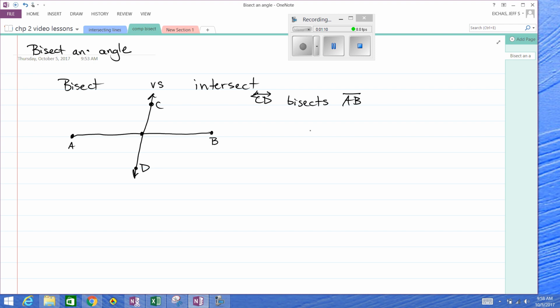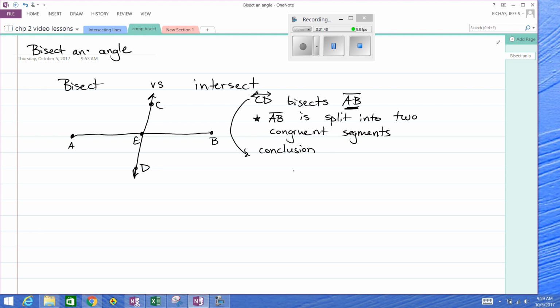The word bisect means it's going to cut into two congruent parts. So AB is split into two congruent segments. So that's what we have to understand. Whatever is being bisected, the second thing, is split into two congruent segments. We can call it E. So your conclusion then, what can we say? What's a true statement after this? How we have to write it in geometry is that we have to say now AE is congruent to BE. That's because AB got cut perfectly in half. All right, and that's bisect.